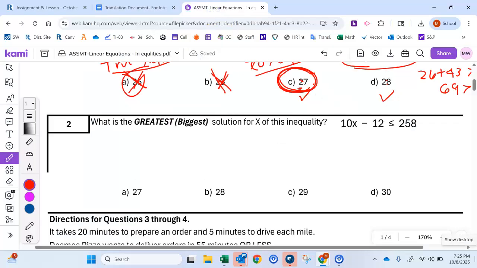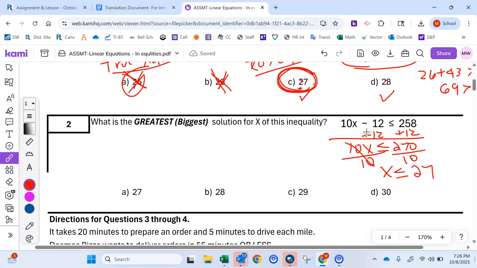Okay, so here, now we have two terms, right? So first we do plus 12. We combine like terms on both sides, and we get 10x is less than or equal to 270. Then we divide by 10, right? Cancel, divide by 10. So x is less than or equal to, if we do this in our calculator, 27. Okay? So that's a solution.